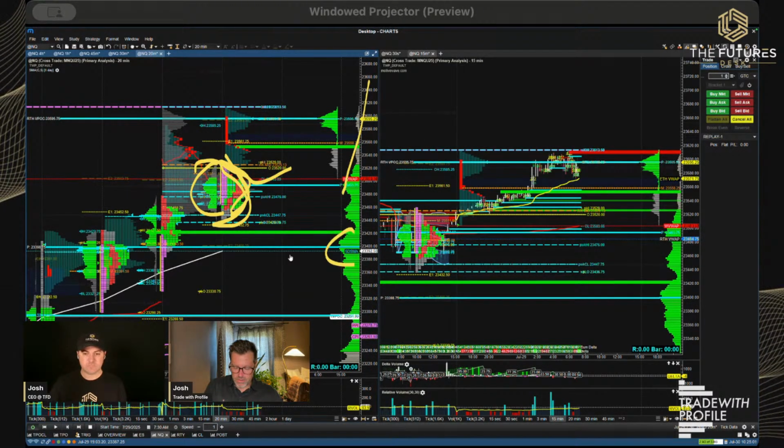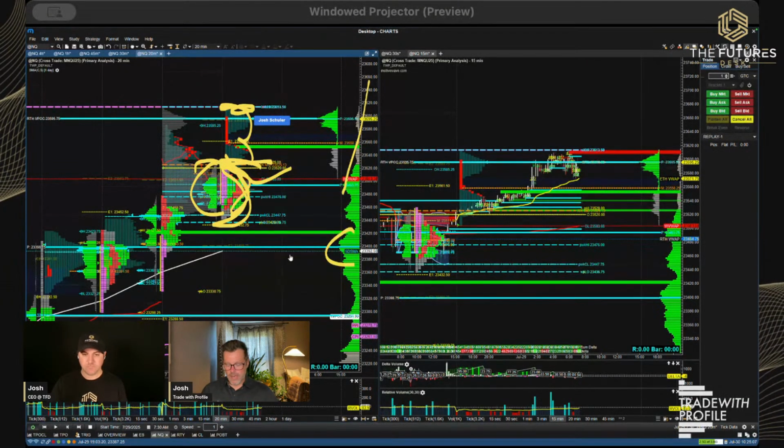So in this case, here we are. This is the overnight profile. We have a gap, right? We're gapping above the prior day's range. That means I'm going to have a directional open.